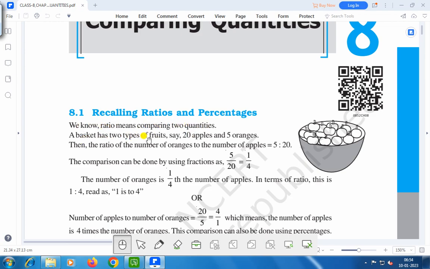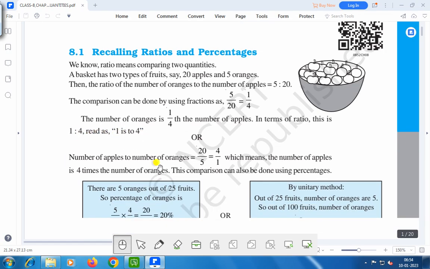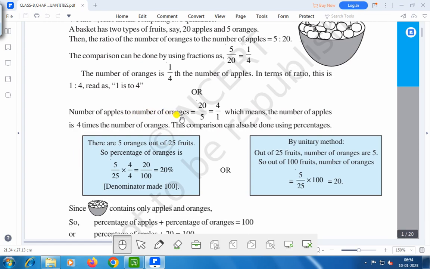A basket has two types of fruits, say 20 apples and 5 oranges. Then the ratio of the number of oranges to the number of apples is 5:20. The comparison can be done by using fractions as 5/20, that is 1/4. That is, the number of oranges is 1/4 the number of apples. In terms of ratio, this is 1:4, or the number of apples to the number of oranges is 20/5, that is 4/1, which means the number of apples is 4 times the number of oranges.